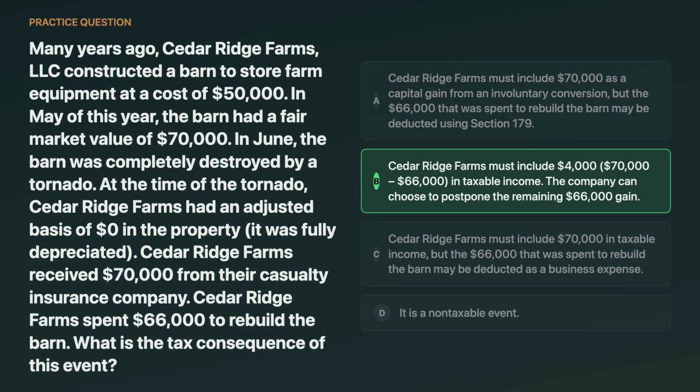Recognize $4,000 of income, and the remaining $66,000 gain can be deferred. This is an involuntary conversion under Section 1033. With basis of zero and proceeds of $70,000, realized gain is $70,000. Because only $66,000 was reinvested in qualifying replacement property, the unreinvested $4,000 must be recognized now. A tempting wrong answer is non-taxable, but you only get non-recognition to the extent you reinvest.